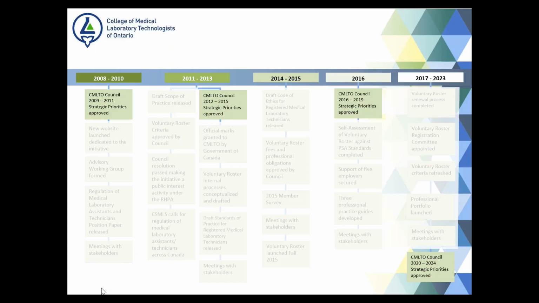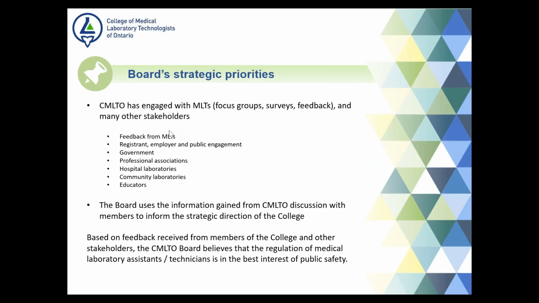So why did the board make this a strategic priority and continues to make it a strategic priority? For the most part, this is coming from engagement with MLTs through focus groups, surveys, feedback, and with many other stakeholders, including employers, with engagement with the general public, with discussion with government and professional associations, hospital labs, and educators. And the board uses all the information that it takes in as part of its regular linkage with our stakeholders and informs its strategic direction.